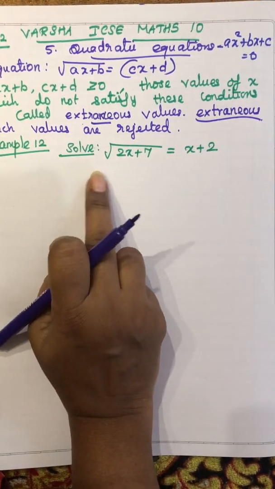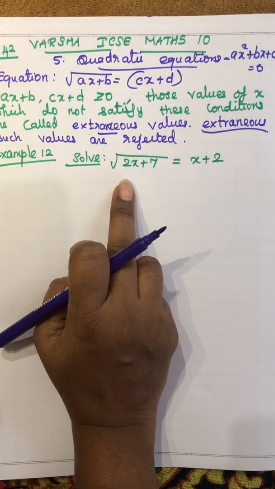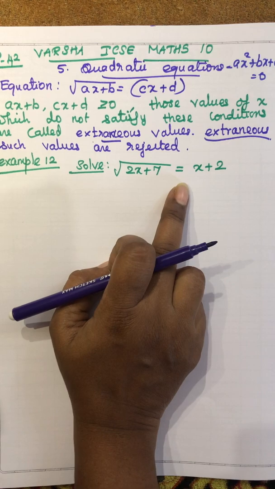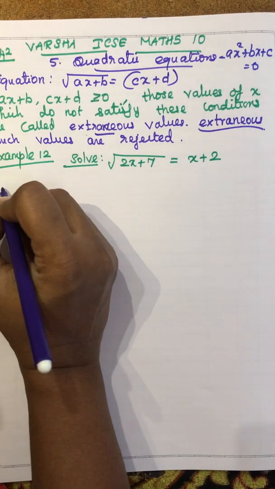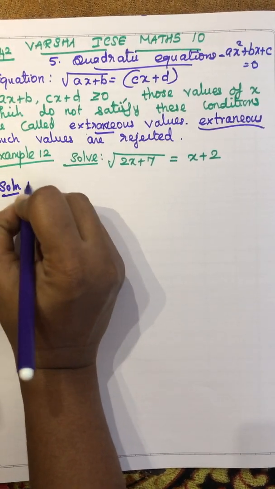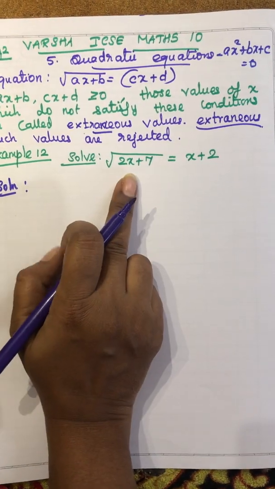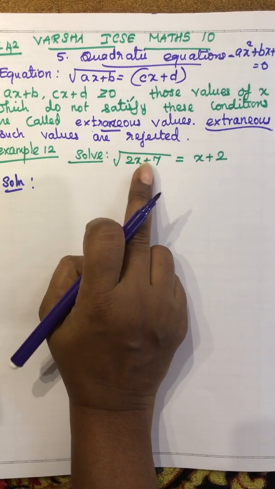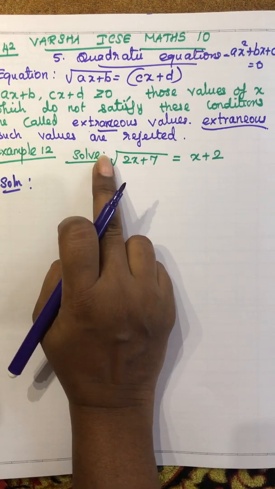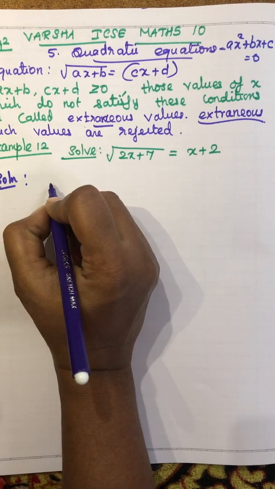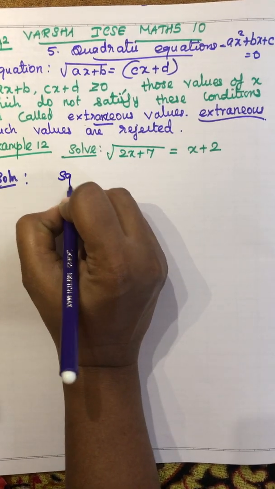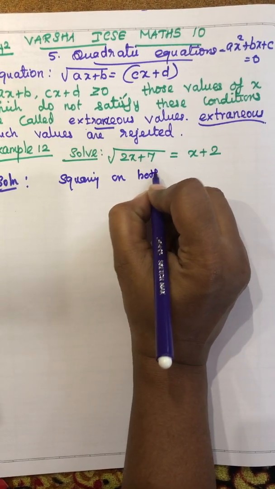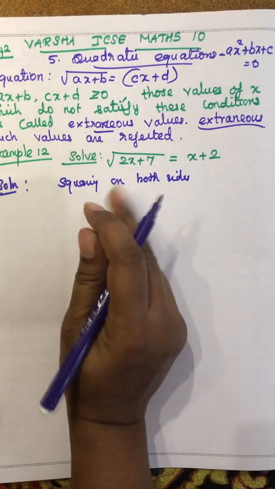See, this is your question: root of 2x plus 7 equal to x plus 2. So I am going to find the solution for this equation. First, clearly watch the video, students. We have a square root, so first I have to eliminate this square root. For that I am going to square both sides, LHS and RHS.